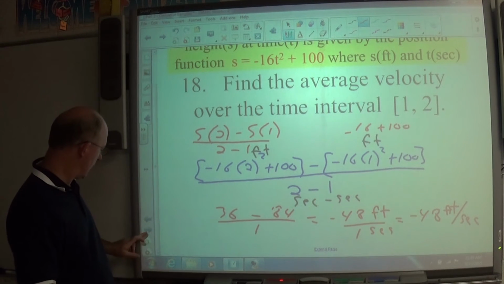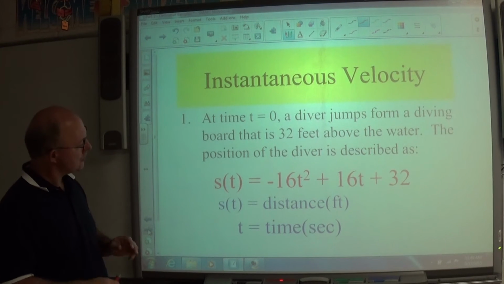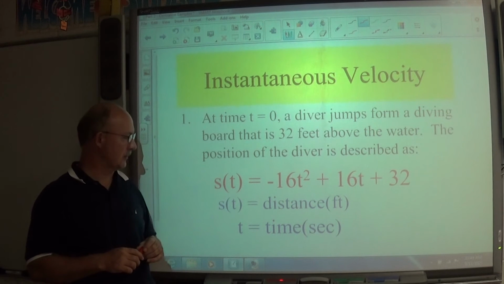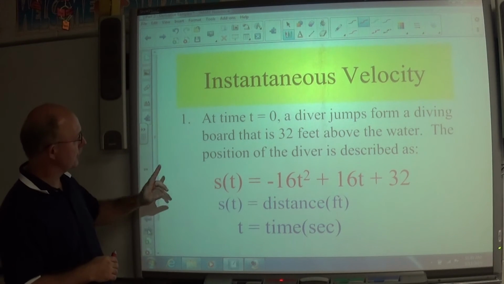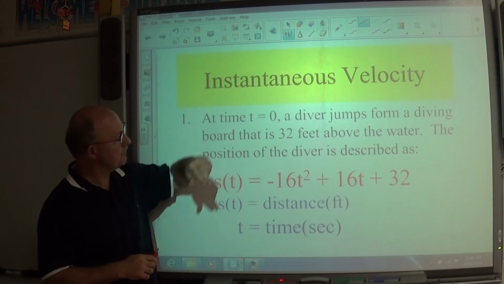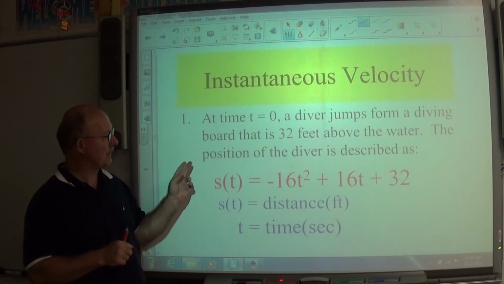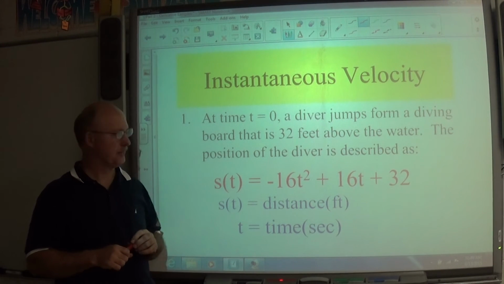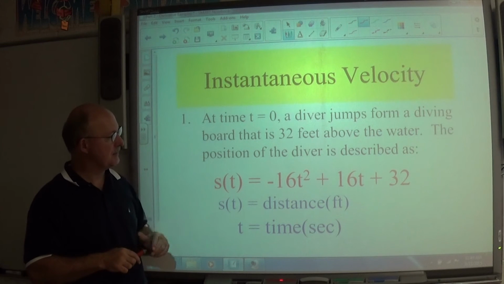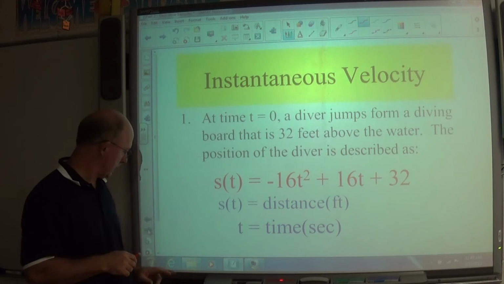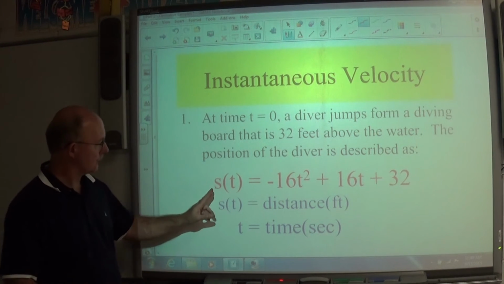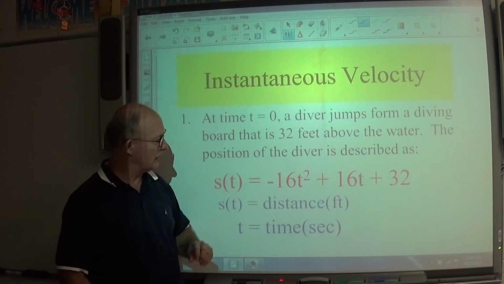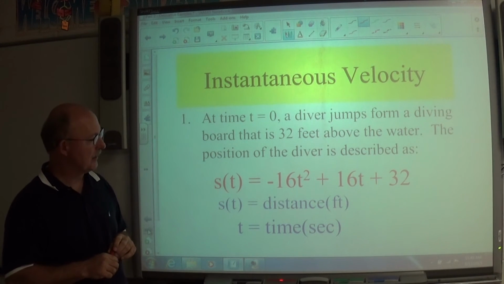All right, let's try another problem. Let's try one involving instantaneous velocity. At time t equals 0, a diver jumps from a diving board that is 32 feet above the water. The position of the diver is described as s of t equals negative 16t squared plus 16t plus 32.